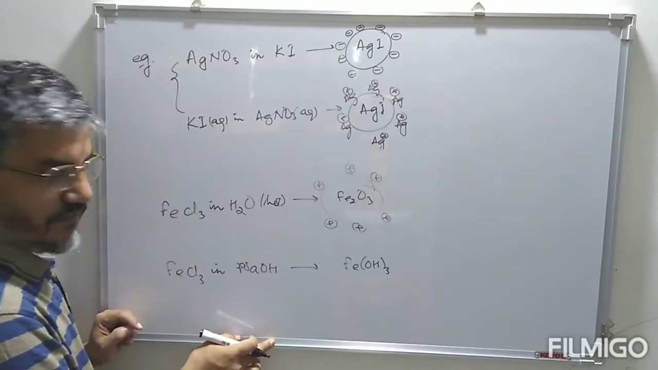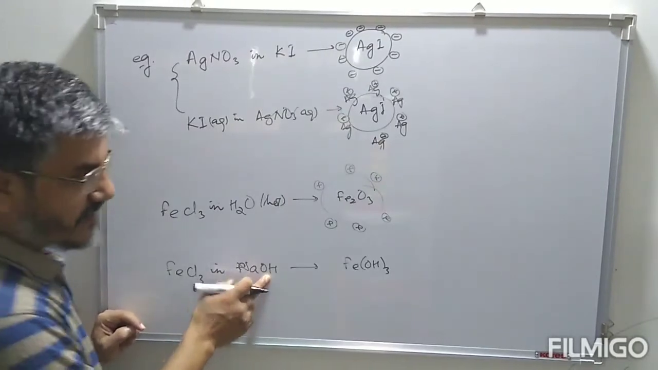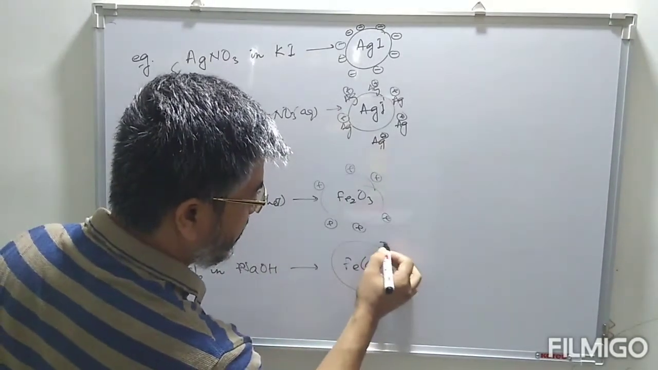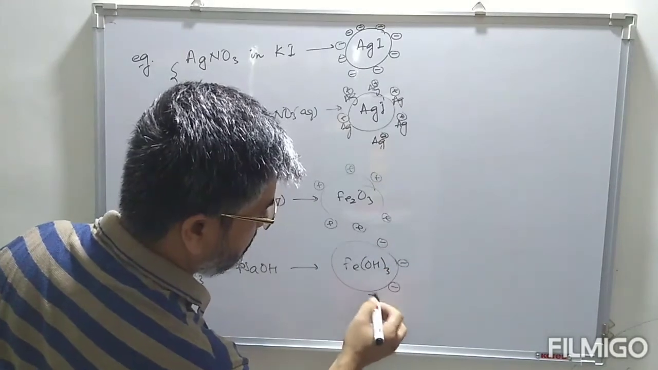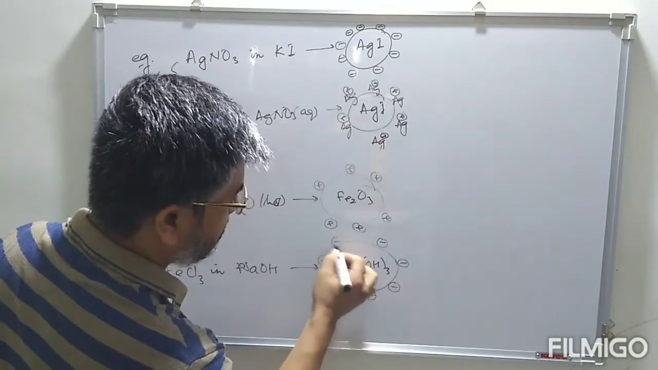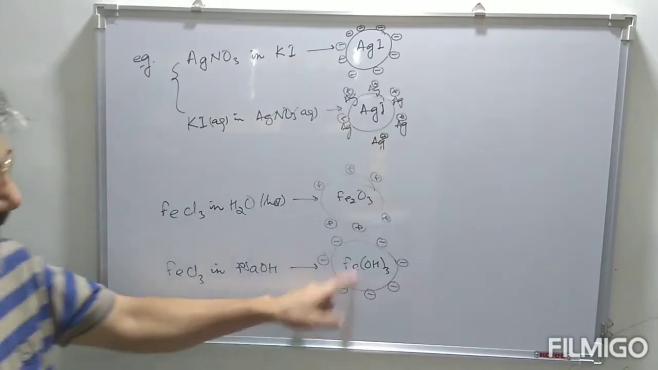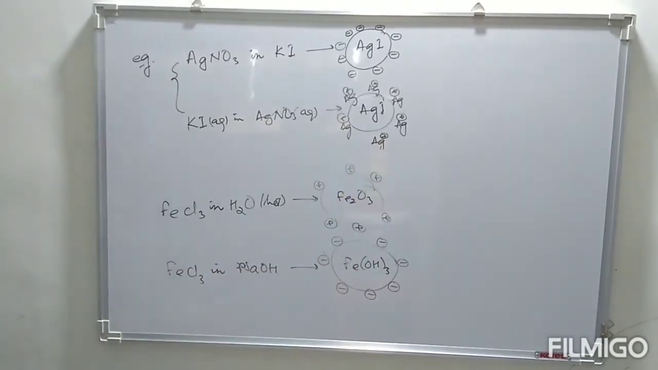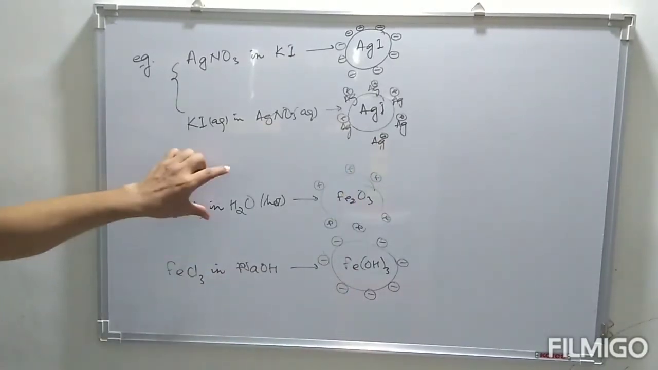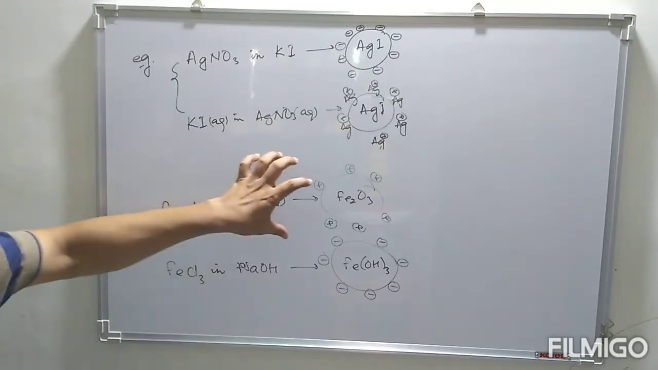Now on the surface of this ferric oxide, look at this, we have OH minus in excess. So this OH minus adsorbs on the surface of ferric oxide, resulting in the formation of negatively charged colloidal solution. So there is preferential adsorption.